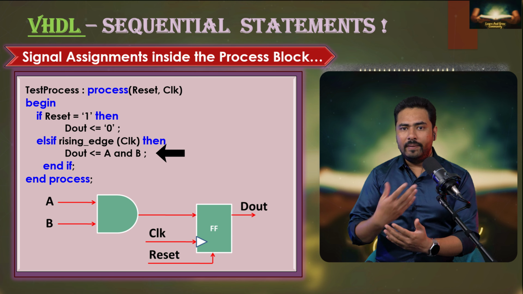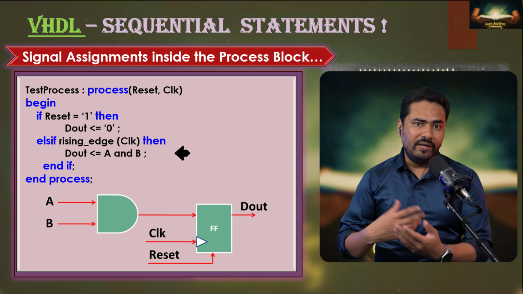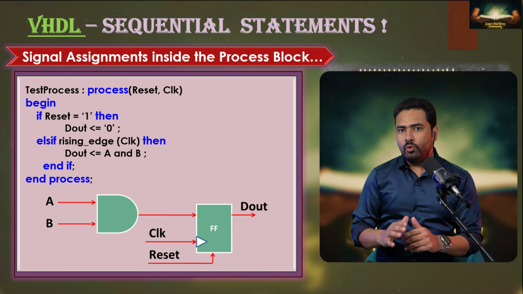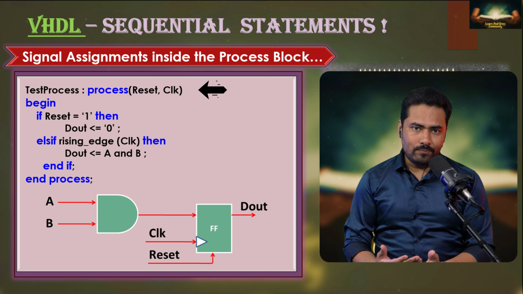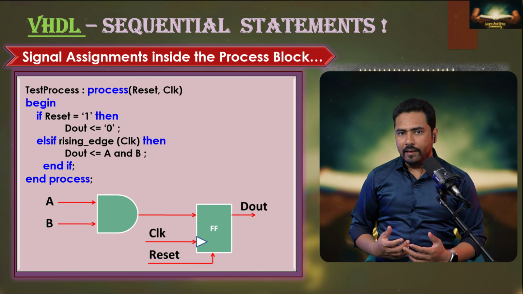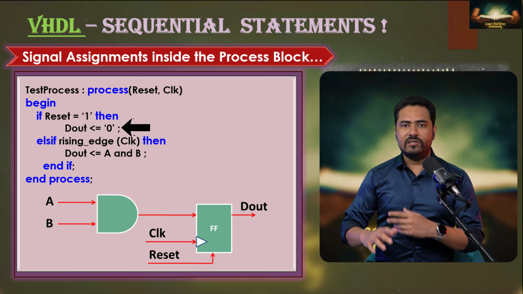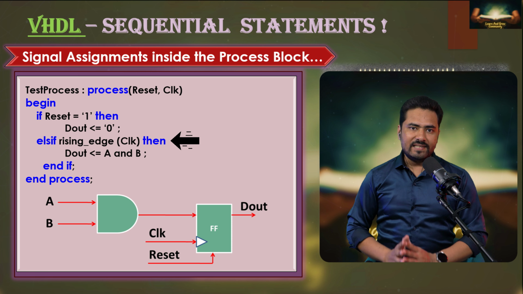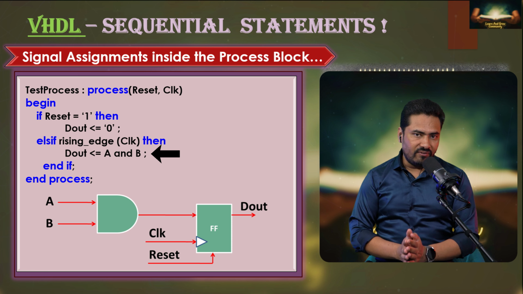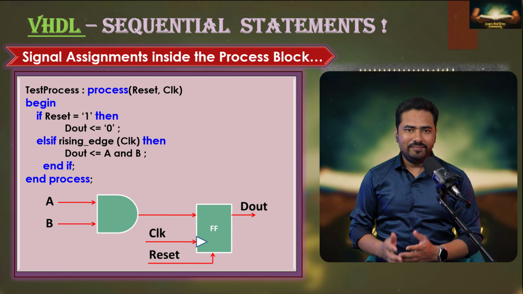So here I have replaced it with a simple two input AND gate. So now our d_out is the AND operation between input A and input B. So our VHDL code will be test: process (reset, clock) begin if reset = 1, then d_out gets the value of 0, else if rising_edge(clock), then d_out gets the value of A and B, end if, end process.